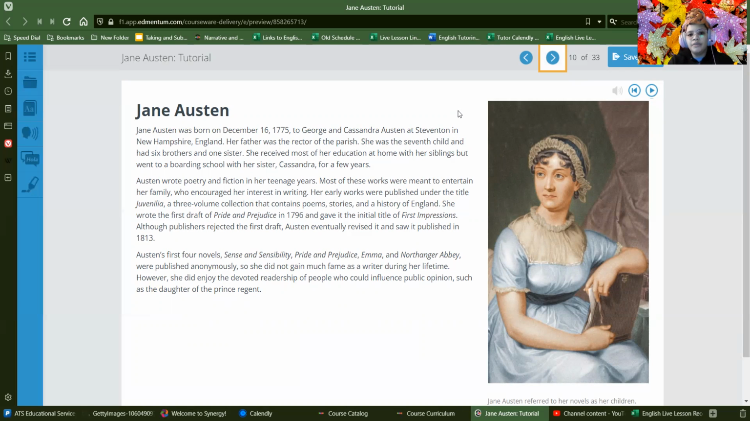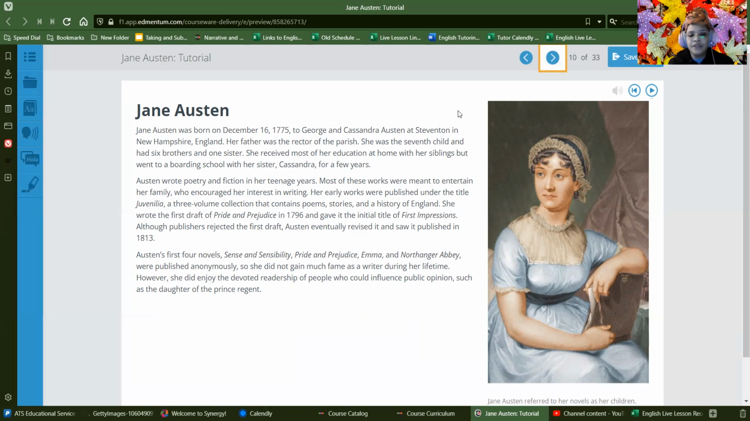Her first draft of Pride and Prejudice was written in 1796, and it was originally called First Impressions. So that gives you a hint of what the book is actually about. But after the first draft was rejected, she revised it and got it published in 1813 under the name Pride and Prejudice. So it says Austen's first 4 novels, Sense and Sensibility, Pride and Prejudice, Emma, and Northanger Abbey, were published anonymously. So she didn't gain much fame as a writer during her lifetime.